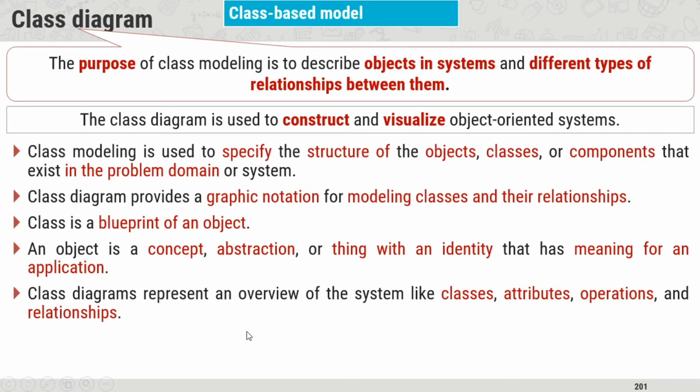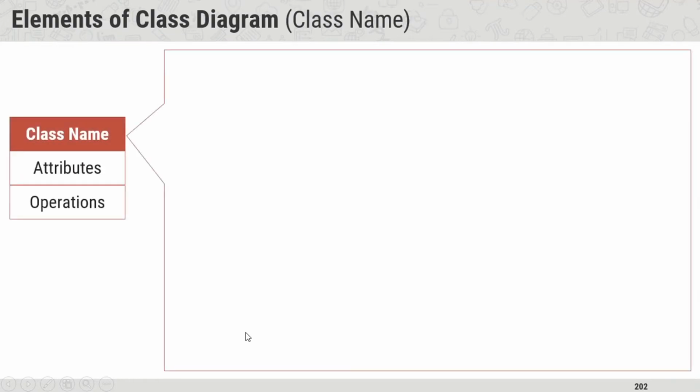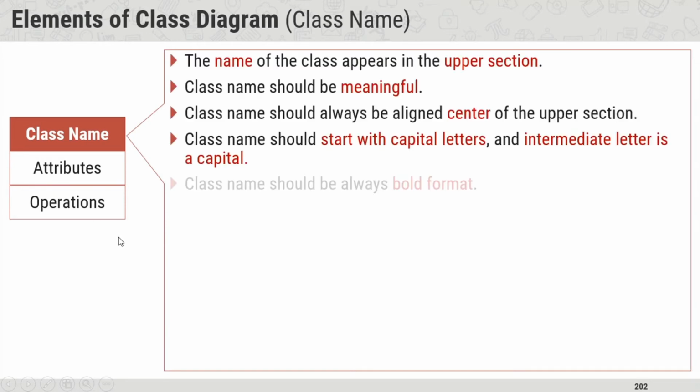So why do we draw this class diagram? Because we want to represent an overview of the system in terms of an object oriented system. Whatever things we have in an object oriented system could be included over here, such as classes, attributes, operations, and relationships. So the elements of a class diagram are the class name, attributes, and operations.